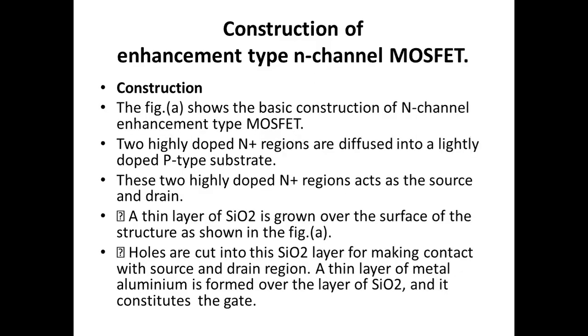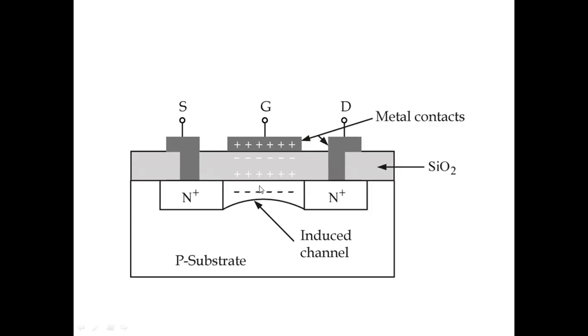Next, the construction of the enhancement type N-channel MOSFET. The basic construction is shown in this figure. Two heavily doped N plus regions are diffused into a lightly doped P substrate. It is similar to the depletion type MOSFET. These two heavily doped N plus regions act as the source and drain.